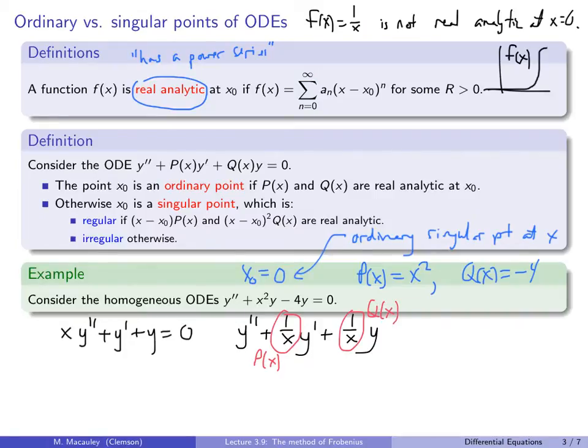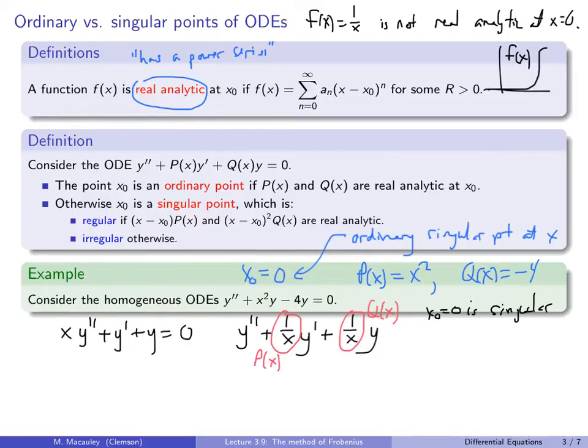Okay? Now here's the problem. These things, they're not analytic at 0. They're not defined at 0. Again, in this class, it's the same thing. These are not defined at 0. So that means that x not equals 0 is singular.